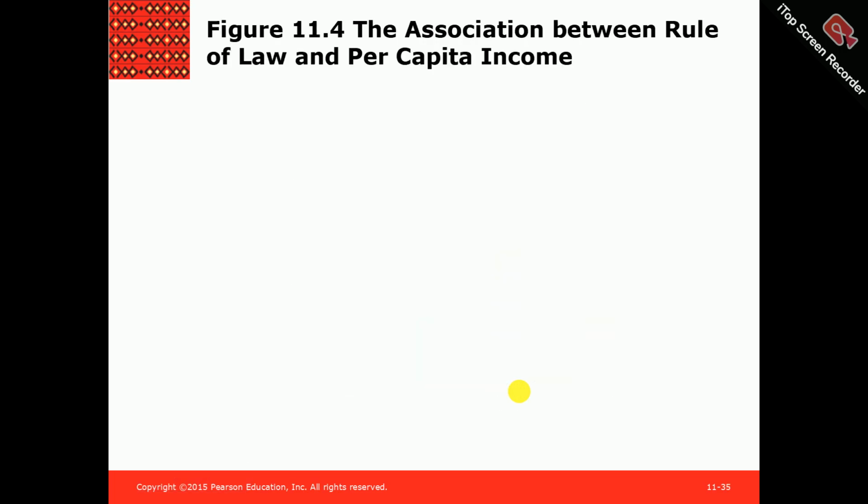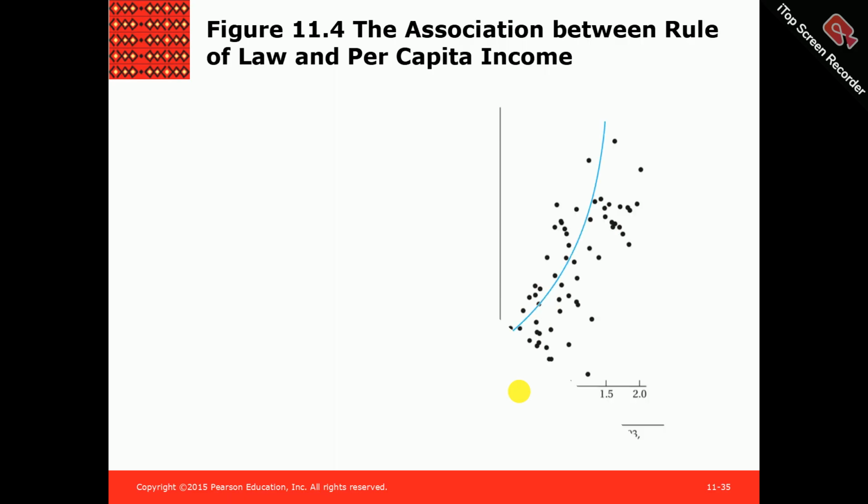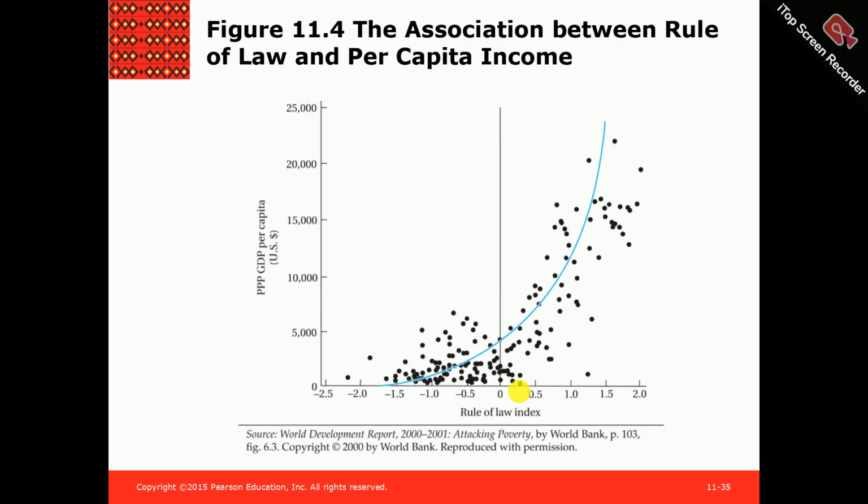The association between rule of law and per capita income. You can see in this graph the purchasing power parity, GNP per capita, US dollars, and rule of law index. So it means as the rule of law index increases, the purchasing power parity, GDP per capita in US dollars also increases. This is a good finding.